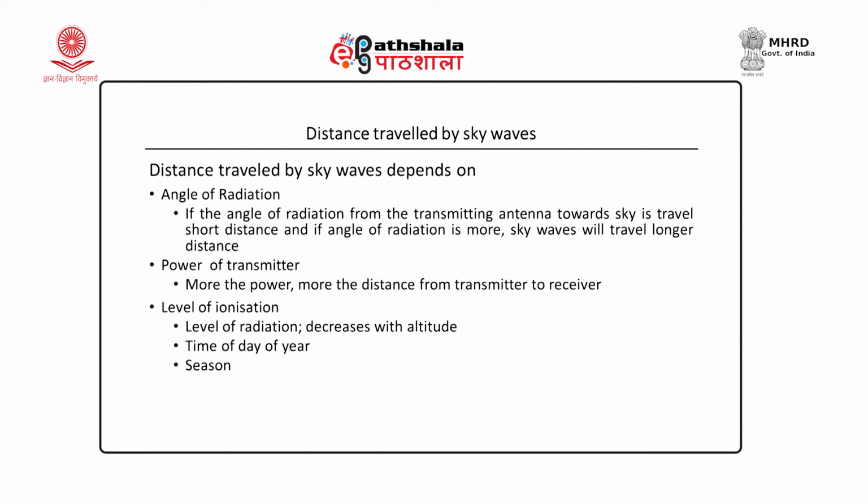Now, what affects the distance travelled by the sky waves? Firstly, they depend on the angle of radiation, that is the angle by which the signal is sent from the transmitting antenna. If the angle towards the sky is less, the distance would be shorter, and if the angle is more, the sky waves will travel longer distance, right. Second is of course the power of the antenna, more the power, more the distance from transmitter to receiver.